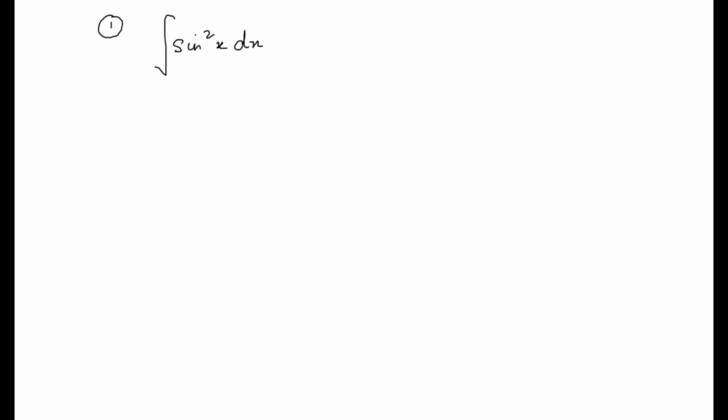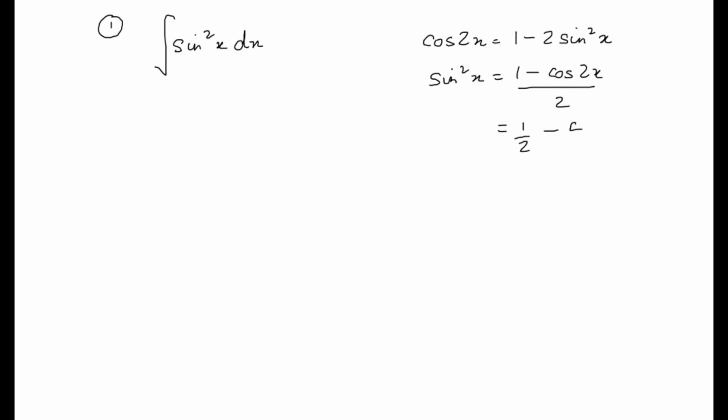The identity we use is cos 2x is equal to 1 minus 2 sin²x. This identity is available in your MF19 formula sheet. Making sin²x the subject, we get 1 minus cos 2x, all over 2. We can split it up into two terms, half and negative cos 2x by 2. Now we substitute this into the integral.